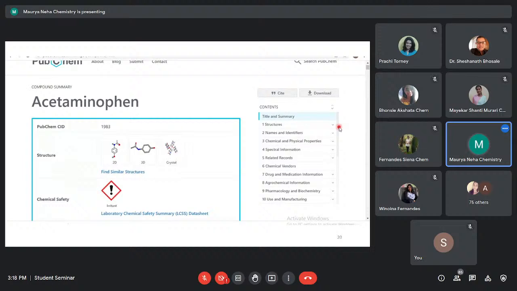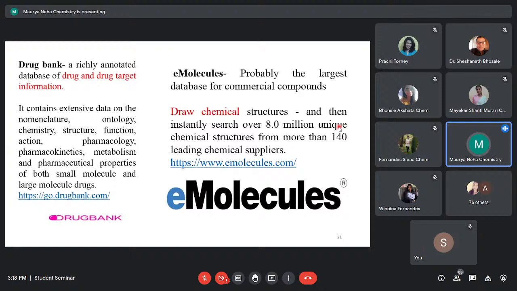Then DrugBank. Just like PubChem, DrugBank also gives information on many drugs and target information. It contains extensive data on nomenclature, ontology, chemistry, structure, function, action, and pharmacology. Basically, everything about how this drug can work. eMolecules also gives information on commercial compounds. It also has a tool which helps us identify any compound. We can just draw the structure in the toolbox, and it instantly searches over 8 million unique chemical structures and gives us the information of that chemical. It also helps when we don't know the name of the chemical structure.